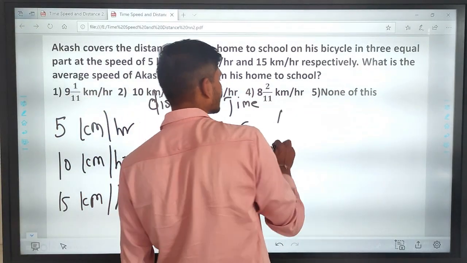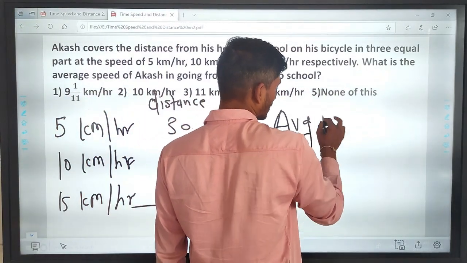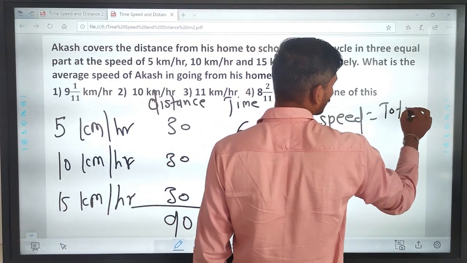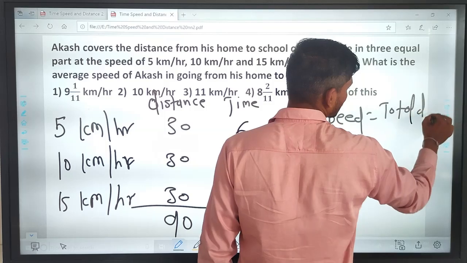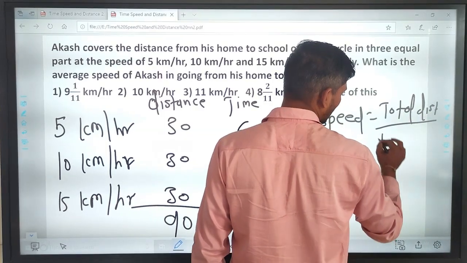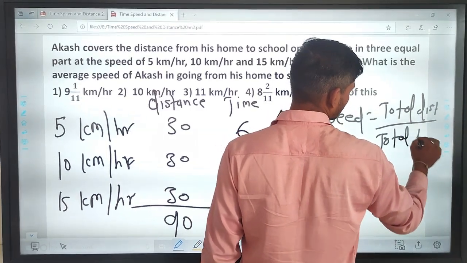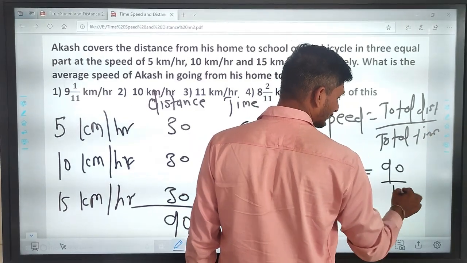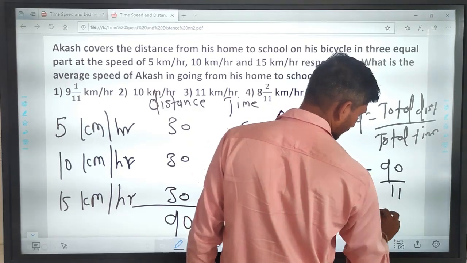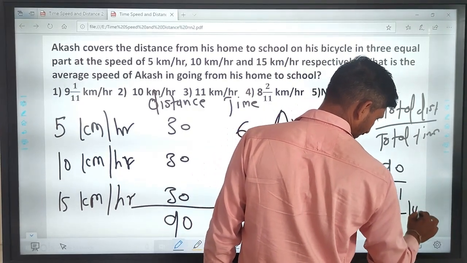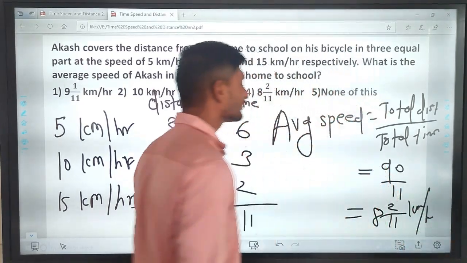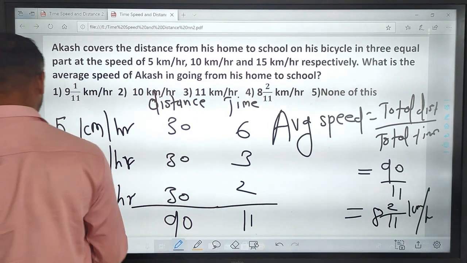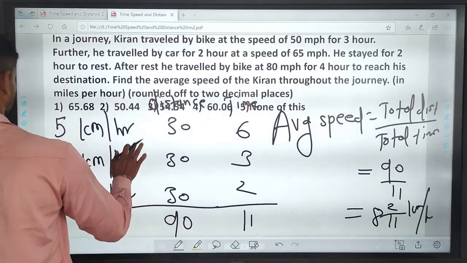Now average speed is equal to total distance divided by total time. Total distance is 90 km, total time is 11. Now your average speed is 90 by 11 km per hour. Now next.